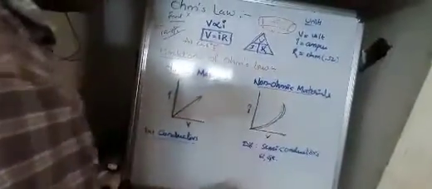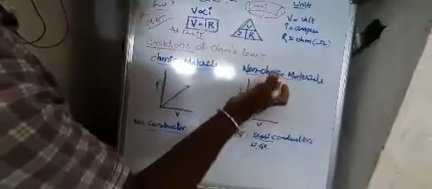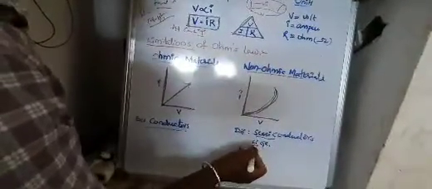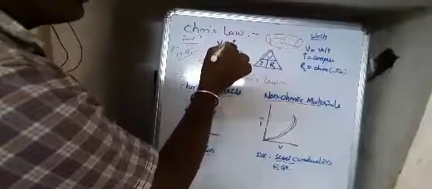For non-ohmic materials, if we draw a graph, we get a curve like this. So this is a non-ohmic graph. What are the examples of non-ohmic materials? Semiconductors like silicon and germanium.